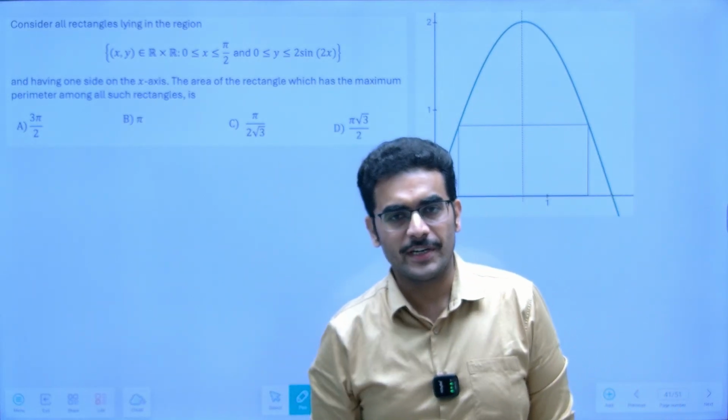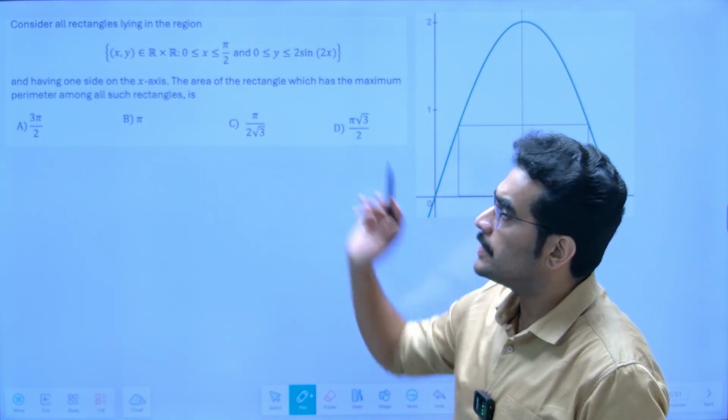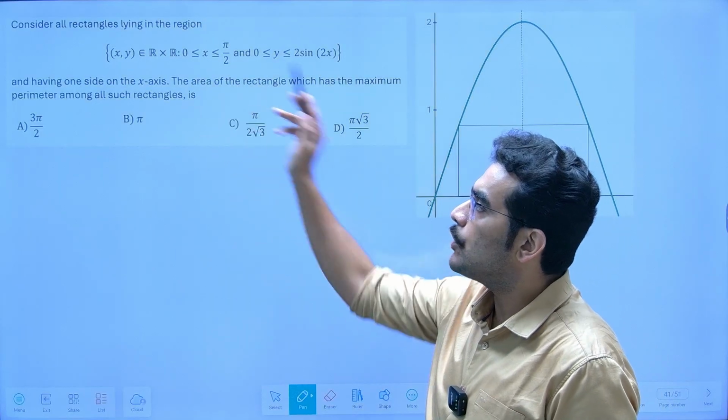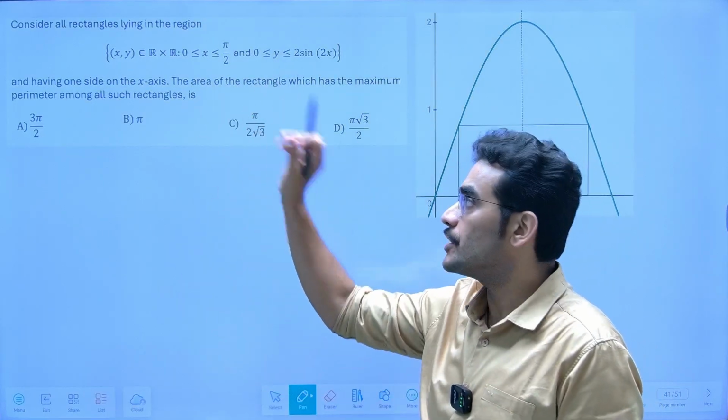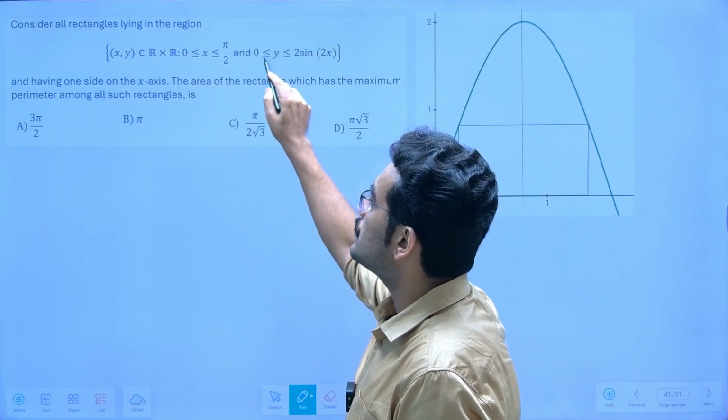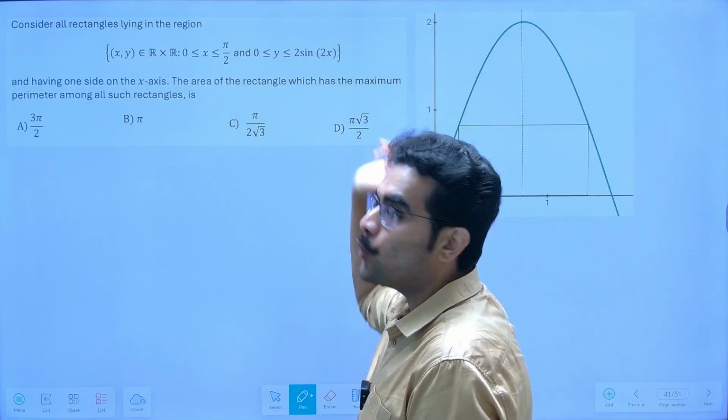Let us take this previous JEE Advanced question. Consider all rectangles lying in the region (x, y) belonging to R cross R, that is the two-dimensional plane. X lies between 0 to pi by 2 and y lies between 0 to 2 sine 2x.